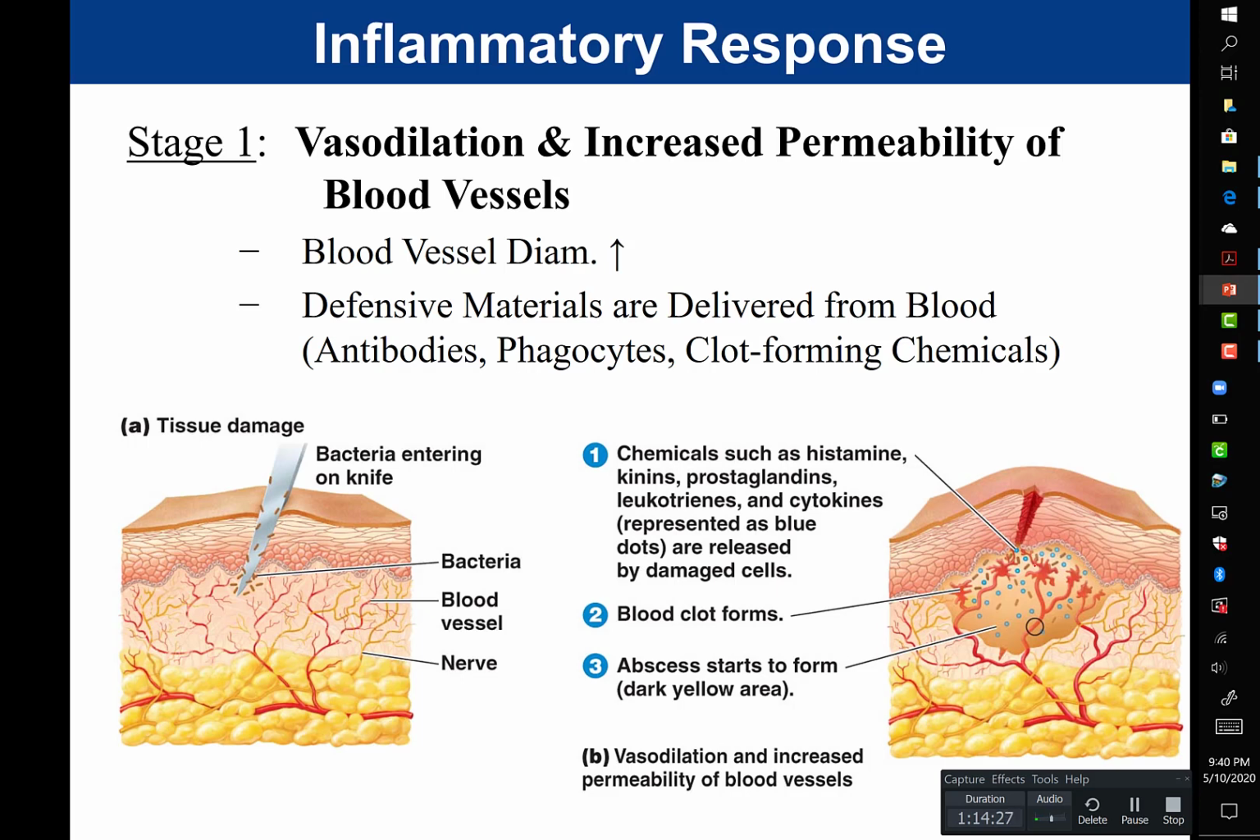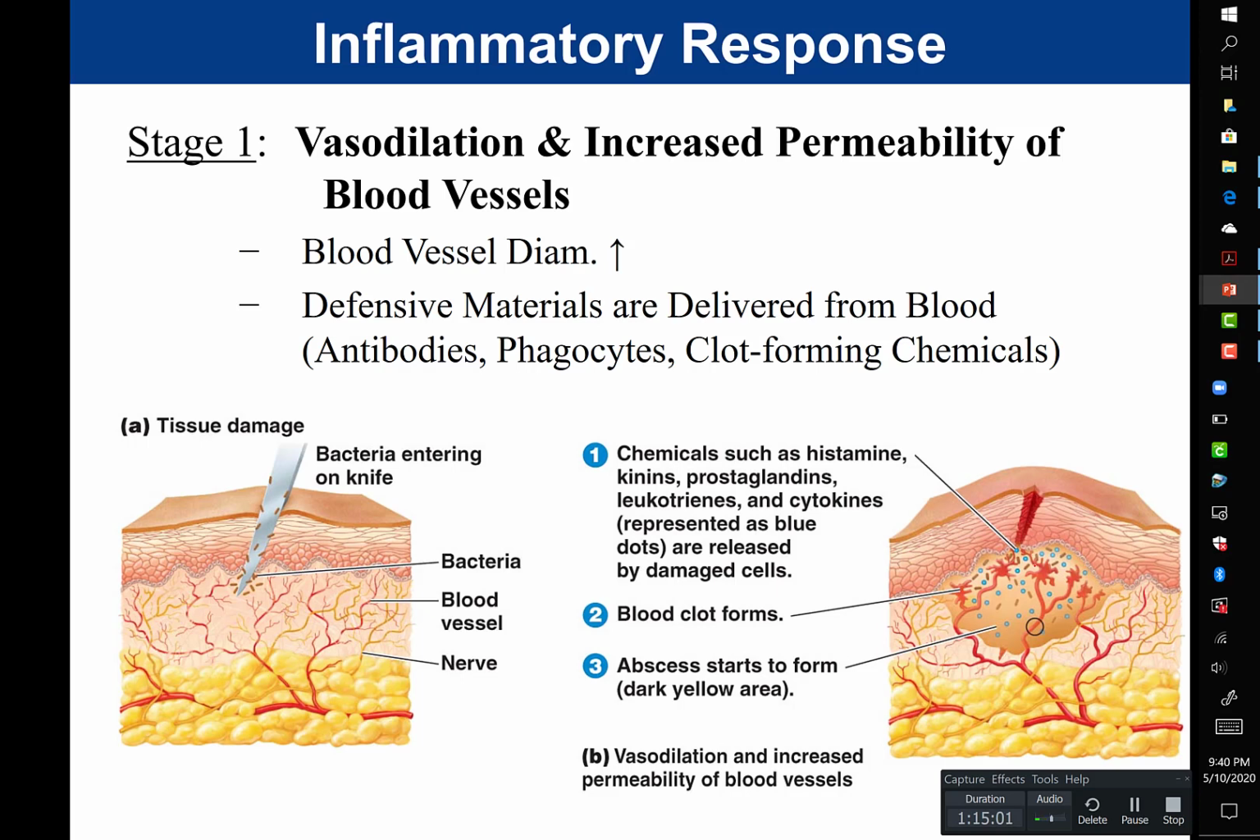because remember that your immune cells are found in the blood. Your white blood cells are carried to the site of the infection through the blood vessels. And so we get these blood vessels dilating so that we get blood flow to the site of the infection, which will help bring phagocytes, antibodies, and clot-forming chemicals to the site of the infection. Now these defensive materials are delivered from the blood to the infection.